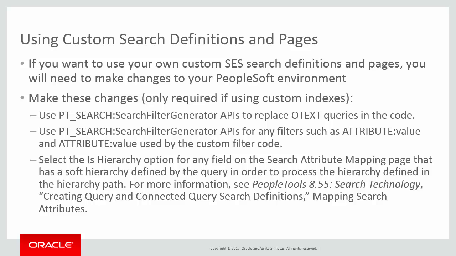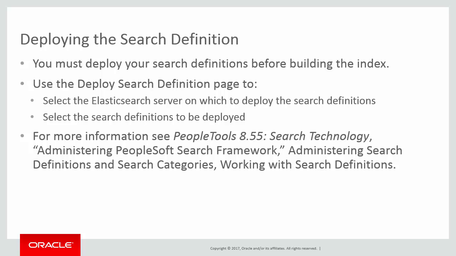Select the Is Hierarchy option for any field on the search attribute mapping page that has a soft hierarchy defined by the query in order to process the hierarchy defined in the hierarchy path. To access the search attribute mapping page, select PeopleTools Search Framework, Search Designer Activity Guide, Search Definition, and select the Map Search Attributes tab. For more information, see PeopleTools 8.55 Search Technology, Creating Query and Connected Query Search Definitions, Mapping Search Attributes. You must deploy your search definitions before building the search index.